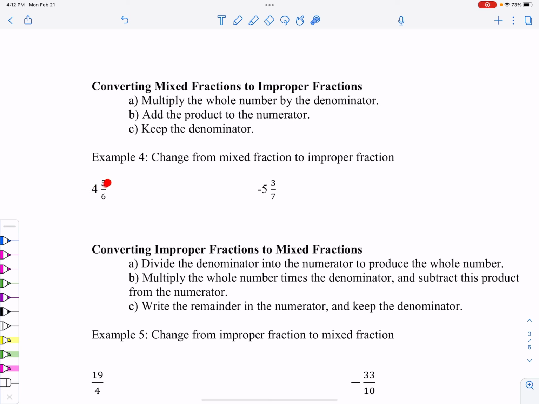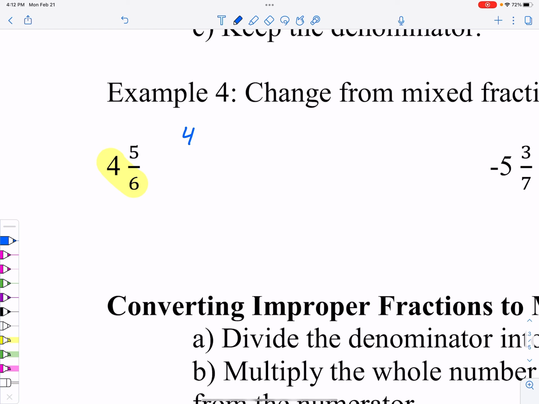Okay? And we'll keep our denominator the same. So let's take a look at those 3 steps. First thing we're going to do is multiply these 2 together. So 4 times 6, and we get 24. So this is our parts. So 4 wholes by 6 gives us 24 parts, okay?